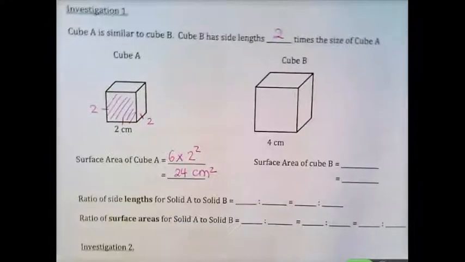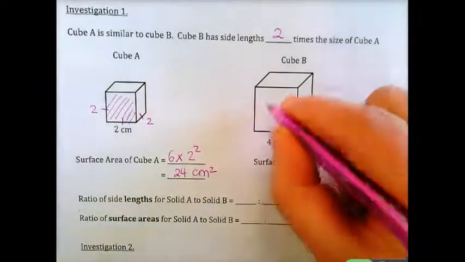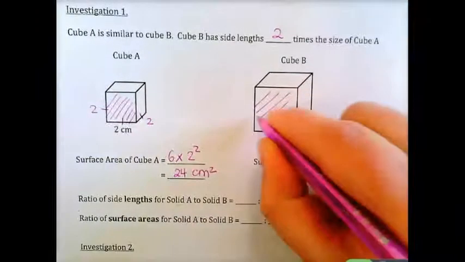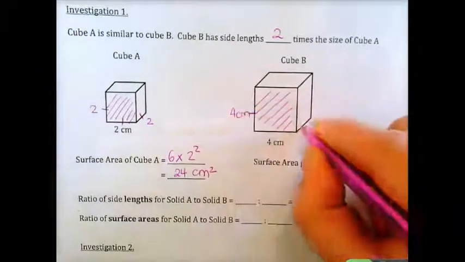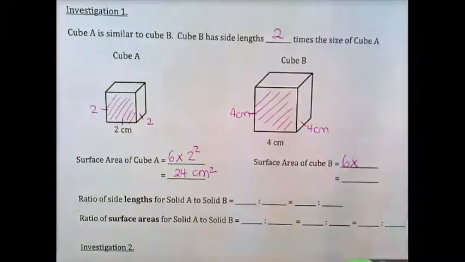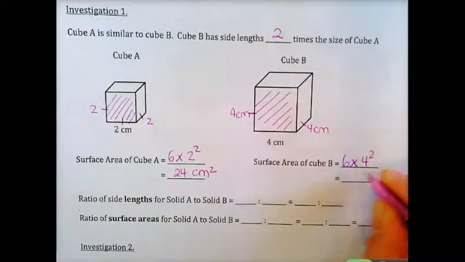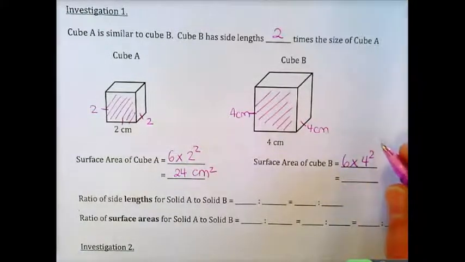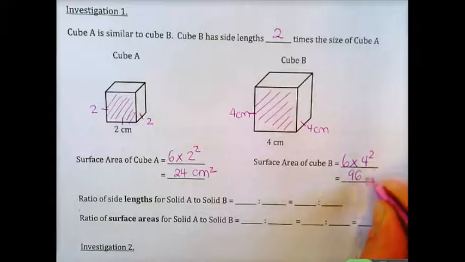Now the surface area of cube B: we've got six faces that are the same as the area of this face here that I'm shading. So I've got six times, what's the area of one face? Four squared. Now four squared is 16. 16 times 6 is 96. Is it 96? Yeah.